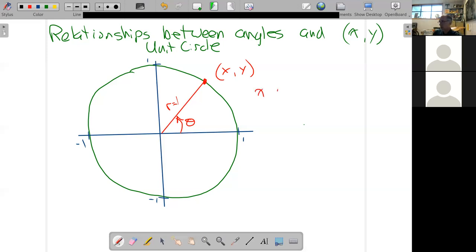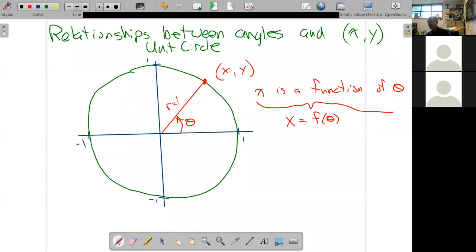So x is a function of theta. Right, and in mathematical notation, we might say that x equals f of theta. Now we're used to writing y equals f of x, but the variables can be anything we want. In this case, x is the x value on the point in the unit circle, and theta is the angle measured from the positive x-axis to the radius.